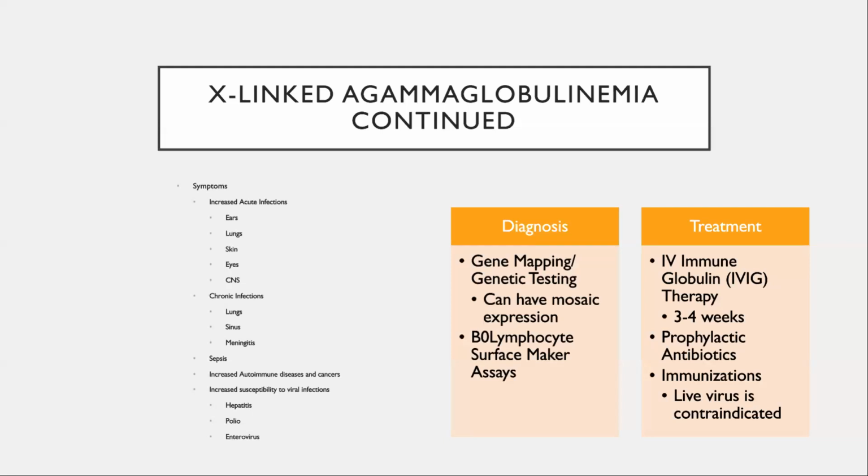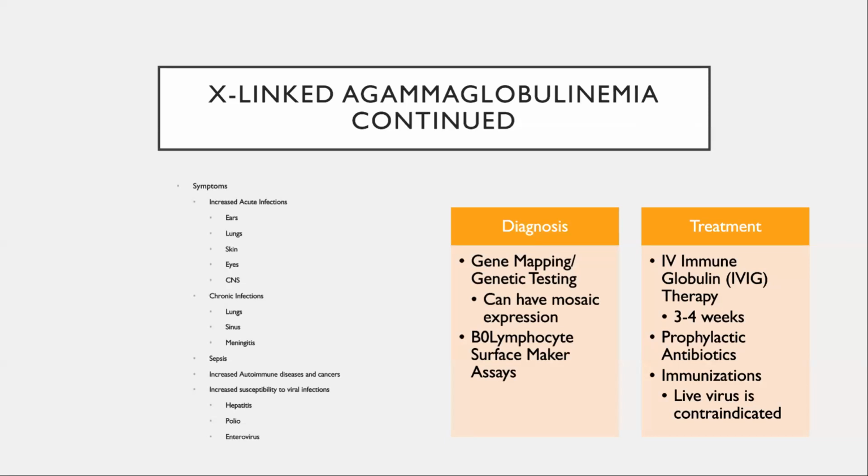The symptoms of this X-linked disorder include increased acute infections, especially in the ears, the eyes, the lungs, the skin, and the central nervous system. It can also lead to chronic infections in the lungs, the sinuses, and it can lead to meningitis and sepsis. We can also see increased autoimmune diseases and cancer development and increased susceptibility to viral infections. So they're more likely to develop hepatitis, polio, and enterovirus.